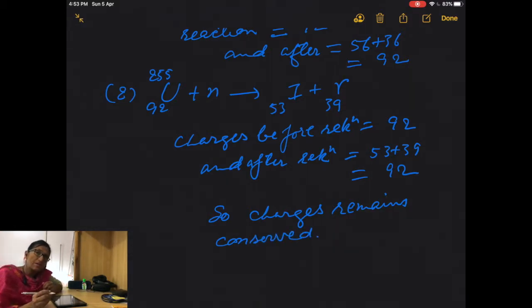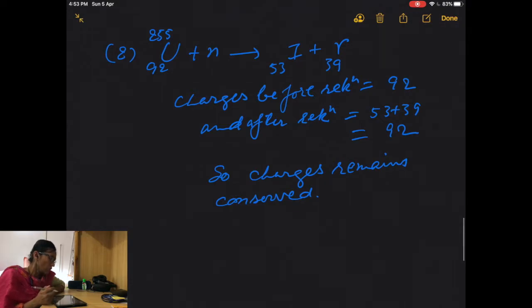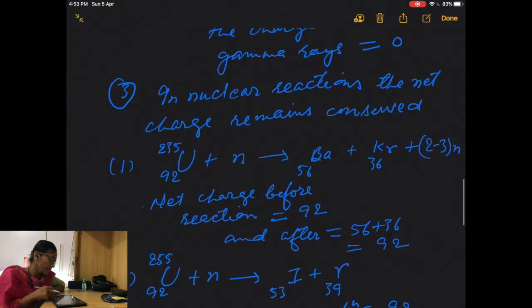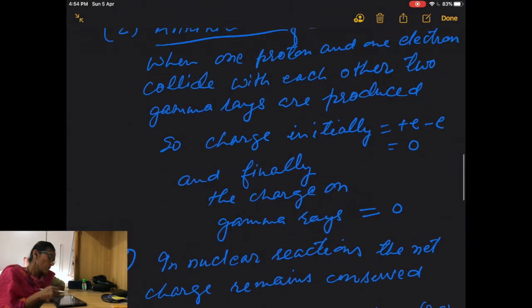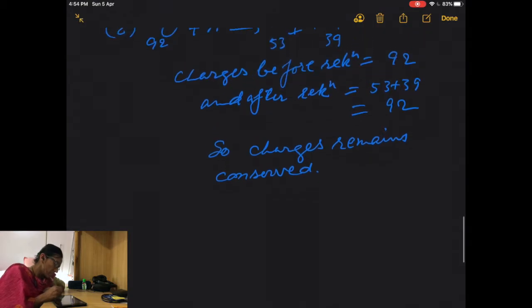So many other examples also are there. We can take some more examples, like one we have taken is pair production, other is annihilation, third is nuclear reaction.